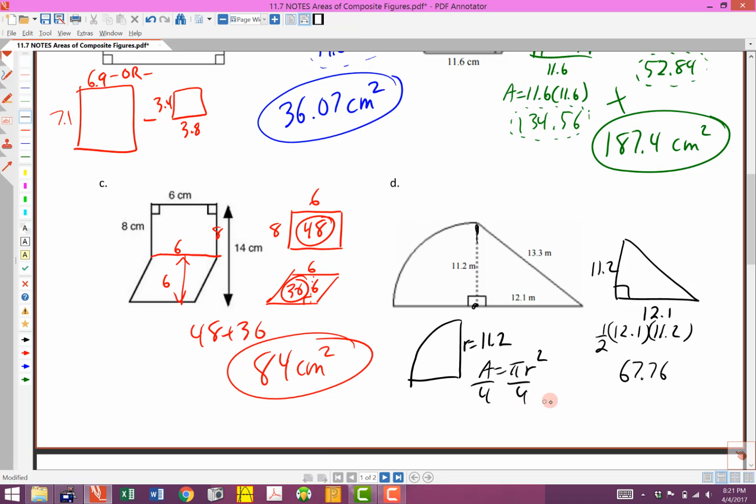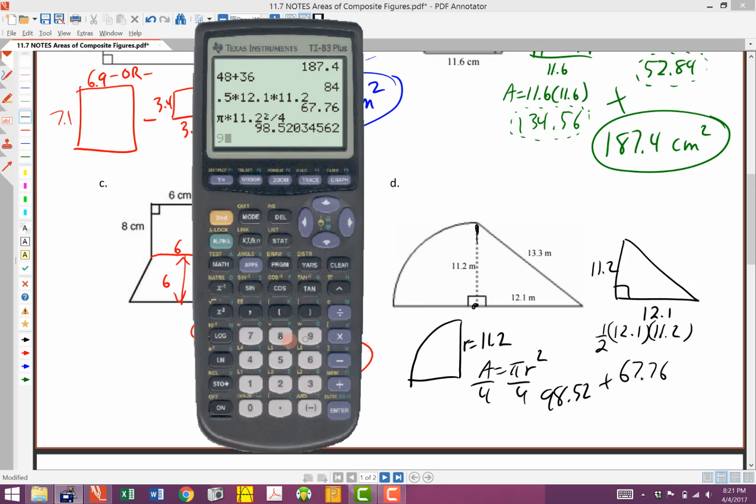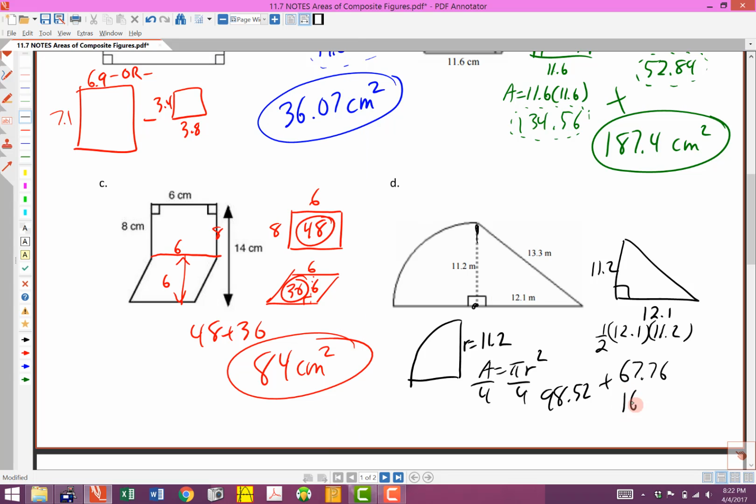So this is going to be 98.52. And then we're just going to add the two of those together. So we've got 98.52 plus 67.76. And we've got 166.28. So 166.28. And again on this one, oops, different unit, meters squared. So there we go there. All right.